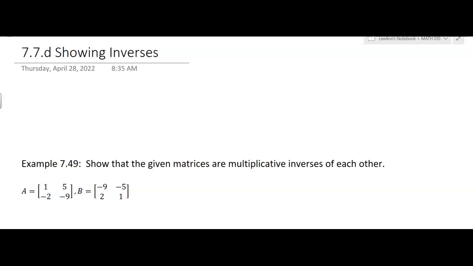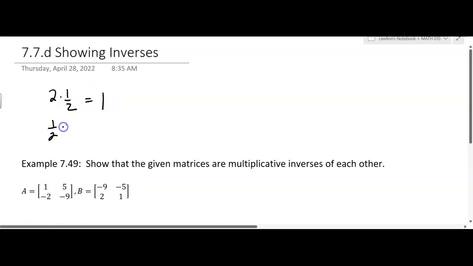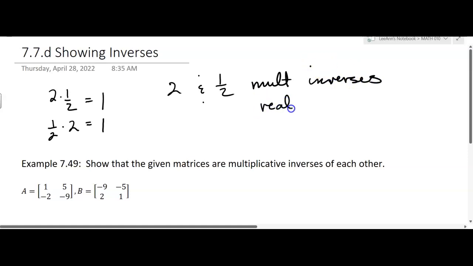Okay, so in this case, we're going to show that two matrices are inverses. Well, to do that, think back to when you have 2 times 1/2, that just equals 1, right? And 1/2 times 2 equals 1. These 2 and 1/2 are multiplicative inverses for real number multiplication, right? Real numbers. But now we're going to do the same thing with matrices.